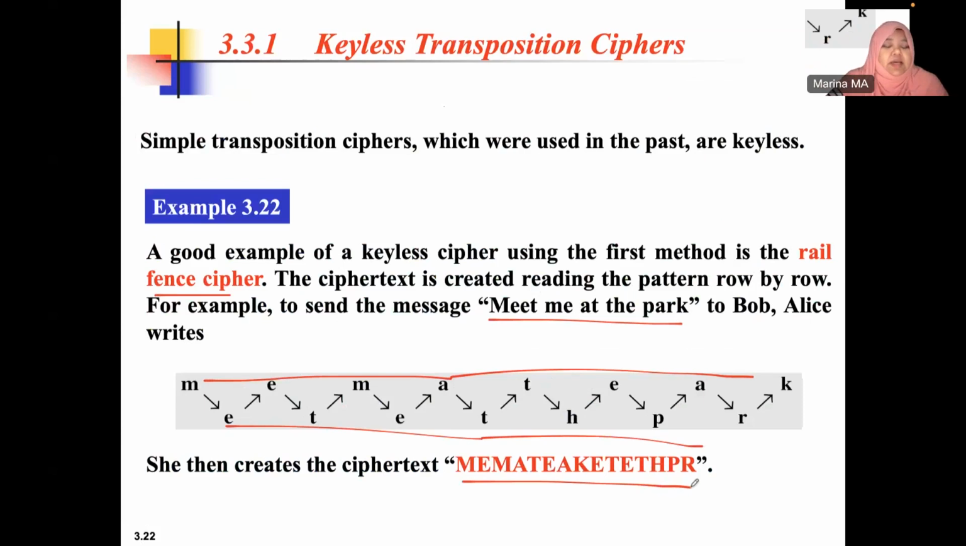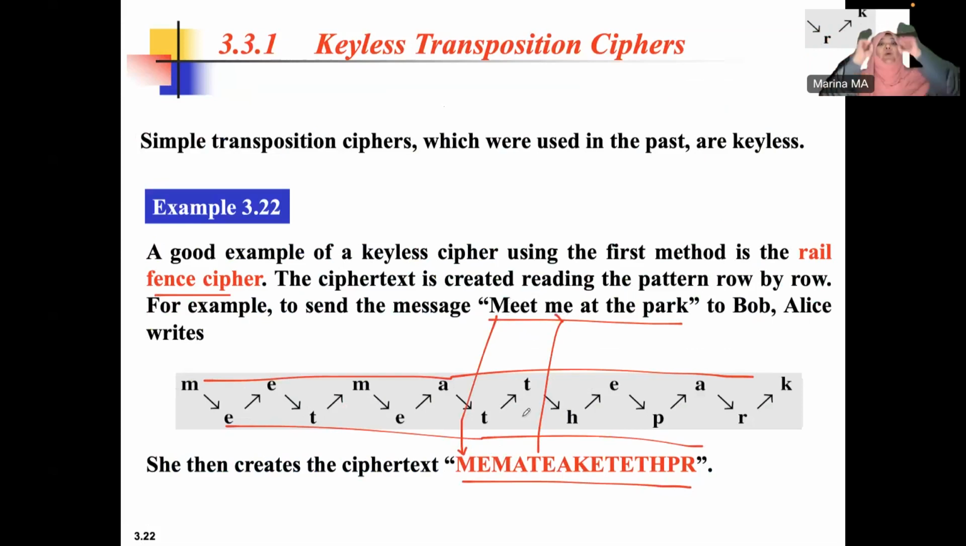Actually, it's keyless, but you rearrange. It doesn't mean M becomes M. Like I said, in transposition, you don't even need a key. So this M, it's not substitution. MEETM. One, two, three, four, five. One, two, three, four, five. Here the second M becomes T.